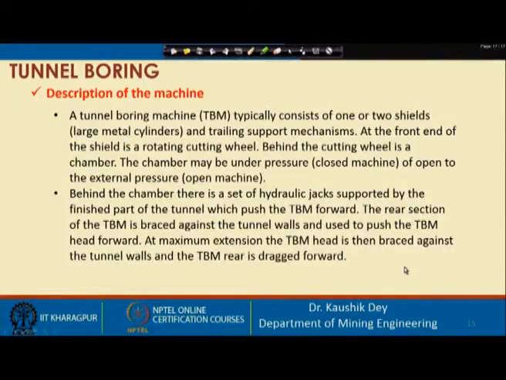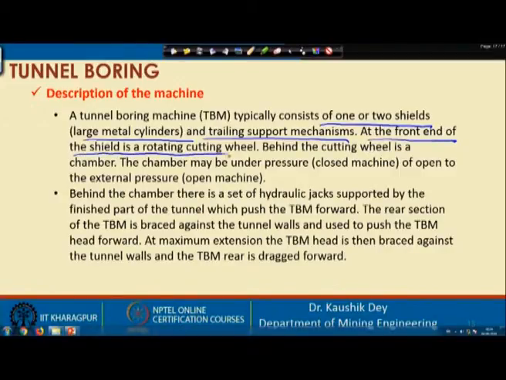So, TBM basically consists of a shield. These are basically large metal cylinders and a trailing support mechanism. At the front end of the shield, there is a cutting wheel which is fitted with roller cutters, and behind the cutting wheel there is a chamber which allows the crushing of the fragmented rocks which are being cut by the cutting wheel. Chamber may be under pressure for the closed face machine, where the earth pressure balancing technique is followed, or it may be open to the external pressure for the open machines.